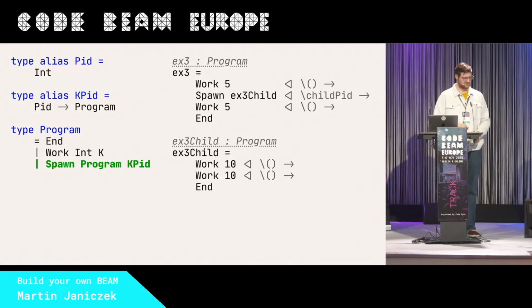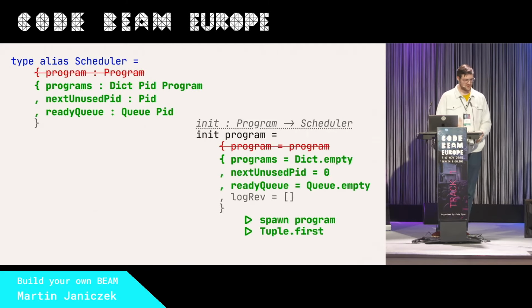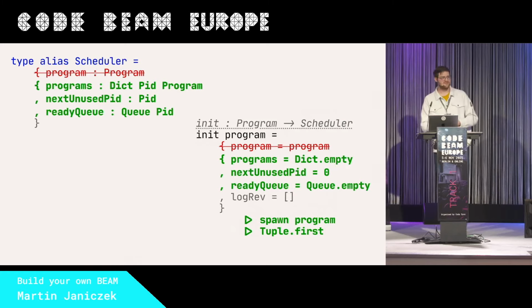And so here the example program will work a bit, it will spawn a child, it will work a bit then as well. But in the meantime, the child can run, right? These are concurrent. It's all single-threaded, but it can be concurrent. They can interleave. And the child just does a bunch of work and then ends. So suddenly we can have multiple programs. We can have multiple processes.